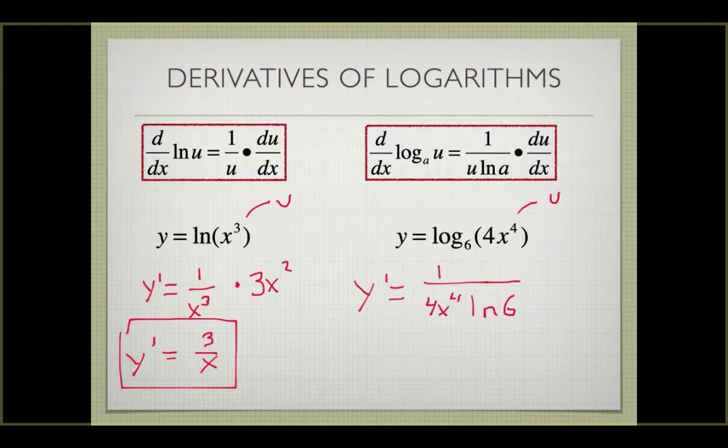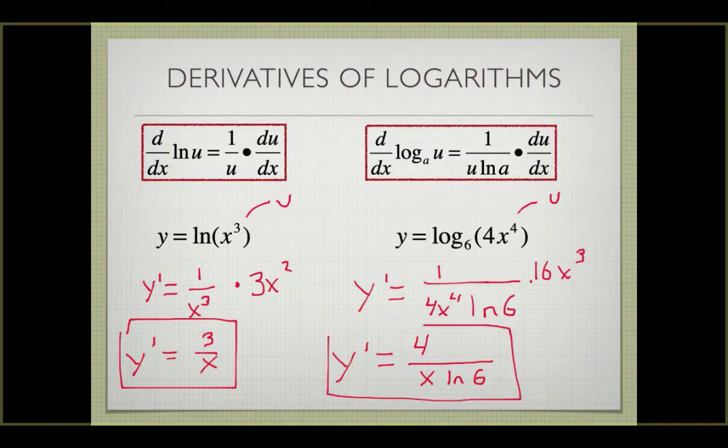So the derivative of 4x to the 4th is 16x cubed, using our power rule. When we simplify this, we have 16x cubed over 4x to the 4th, leaving us a 4 on the numerator, 1x left over in the denominator, ln 6. So we get 4 over x ln 6.